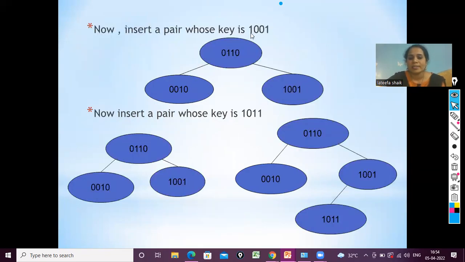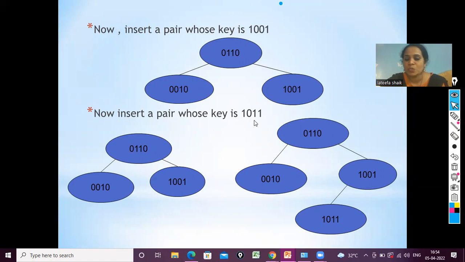Next, you are inserting 1001. So first you should move to the root level. At the root level, the first digit is to be considered. Why? Because this is level 1. So the first digit is 1. So from the root, take the right direction and insert the element here. This is what the tree becomes now.